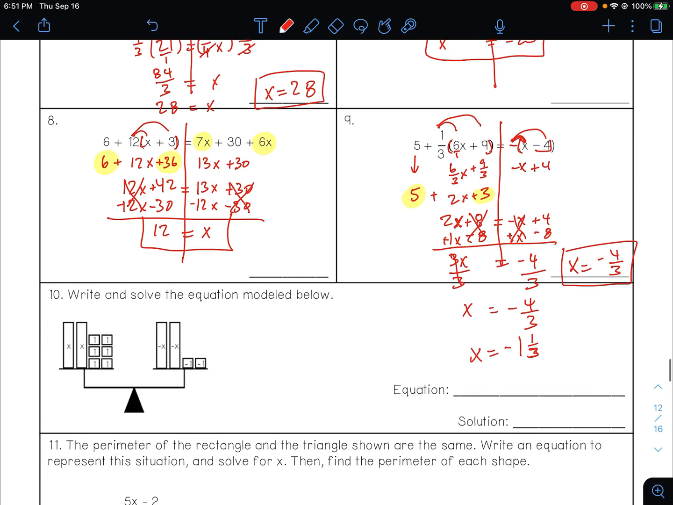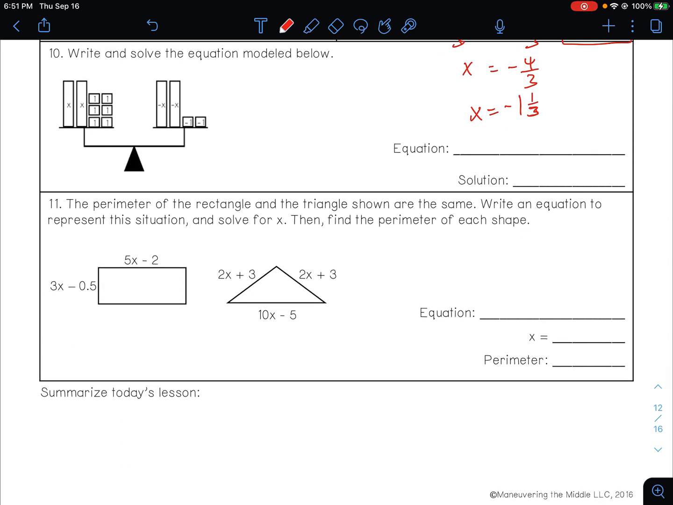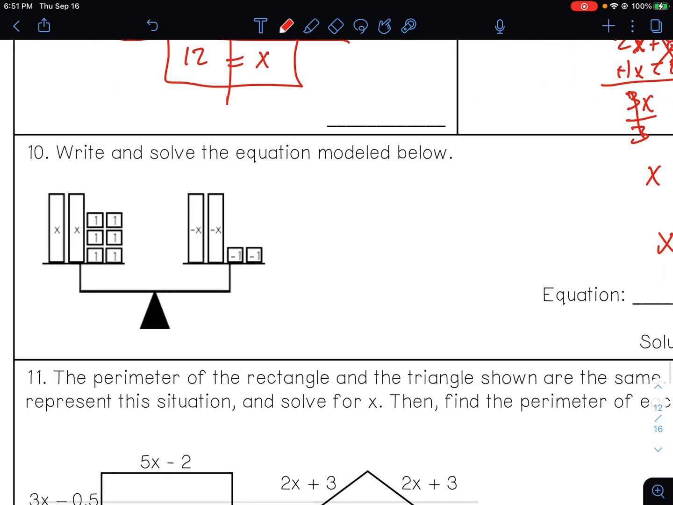Oh, goodness gracious. We have a couple more. 2 more, in fact. So let's do this. Write and solve the equation modeled below.